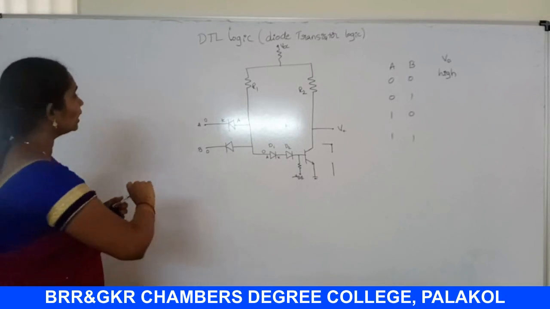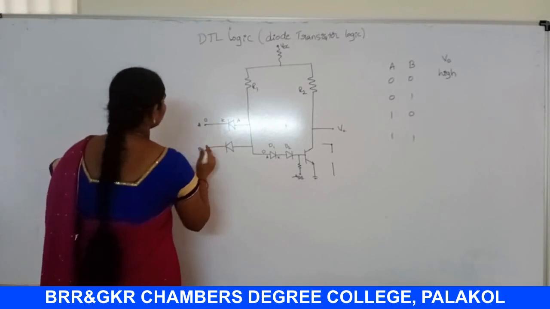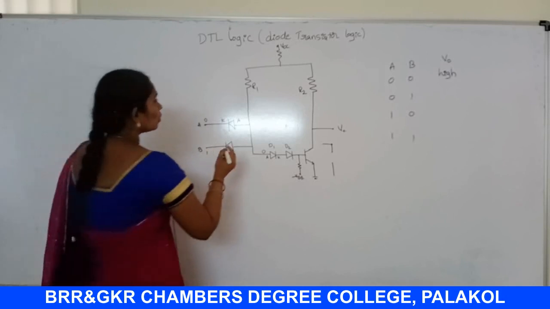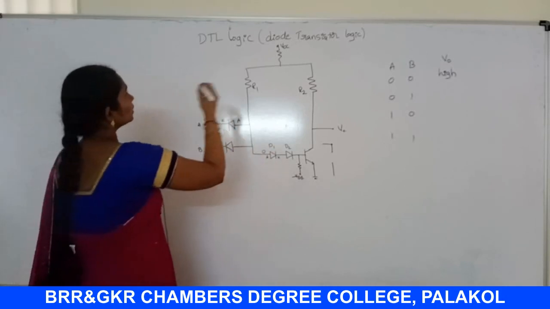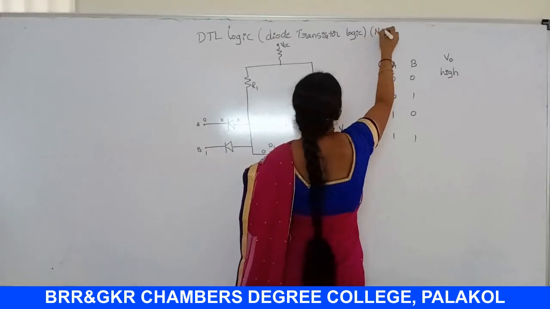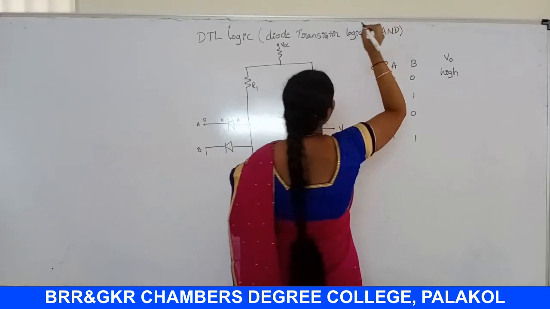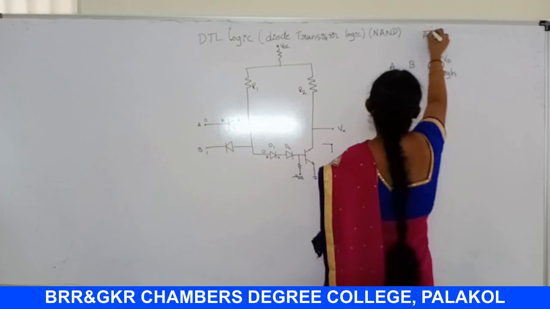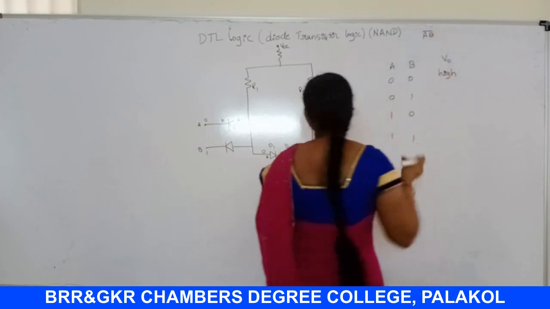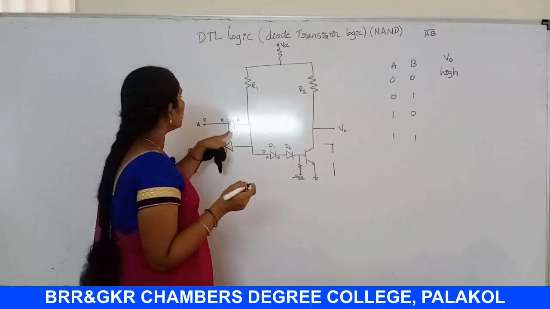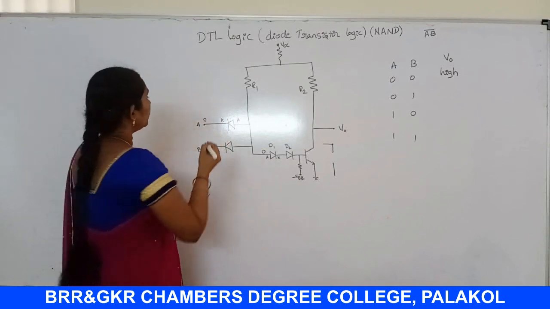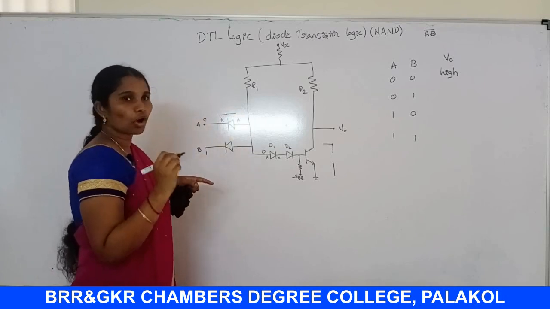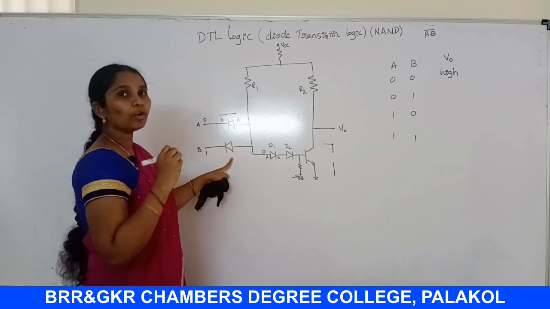The next condition is 0 and 1. We are applying a 0 and 1. In this condition also, what will happen here? This logic is implemented using a NAND gate. The NAND operation is A dot B bar. The next condition: this is a 0, which is forward bias, that means it will be short circuited.